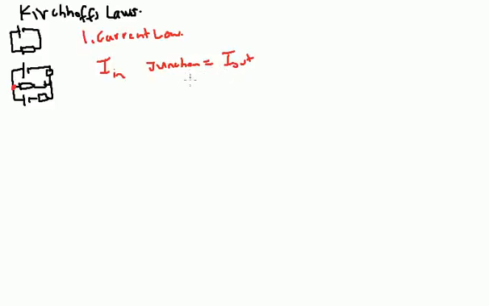So say I was to zoom in on that and draw it again. I might draw it over here. That's the junction there, and maybe there's a current going in here, I1, and a current coming out, I2, and another current coming out, I3. So the current law just says that the current in has to be the current out. You can't just invent current from nowhere. So in this case, I1 gets turned into I2 and I3.